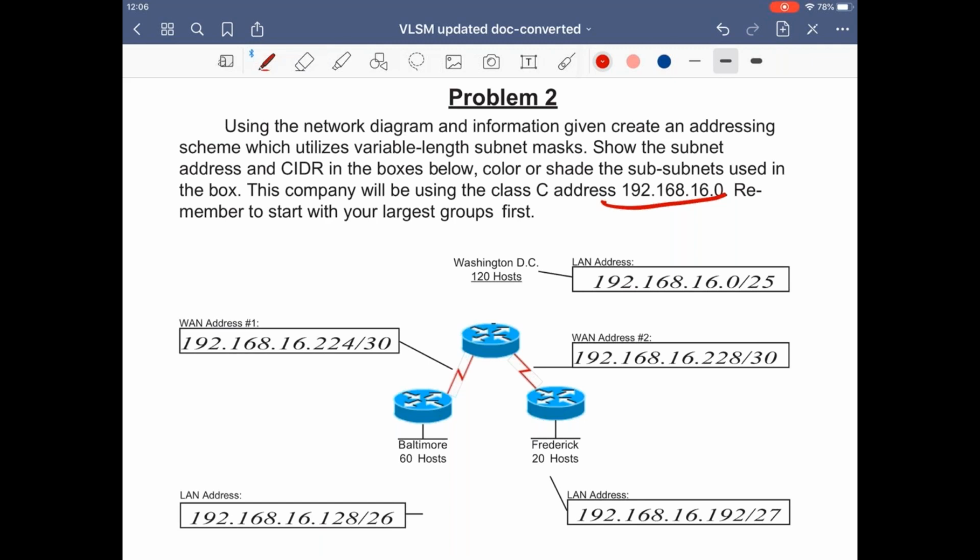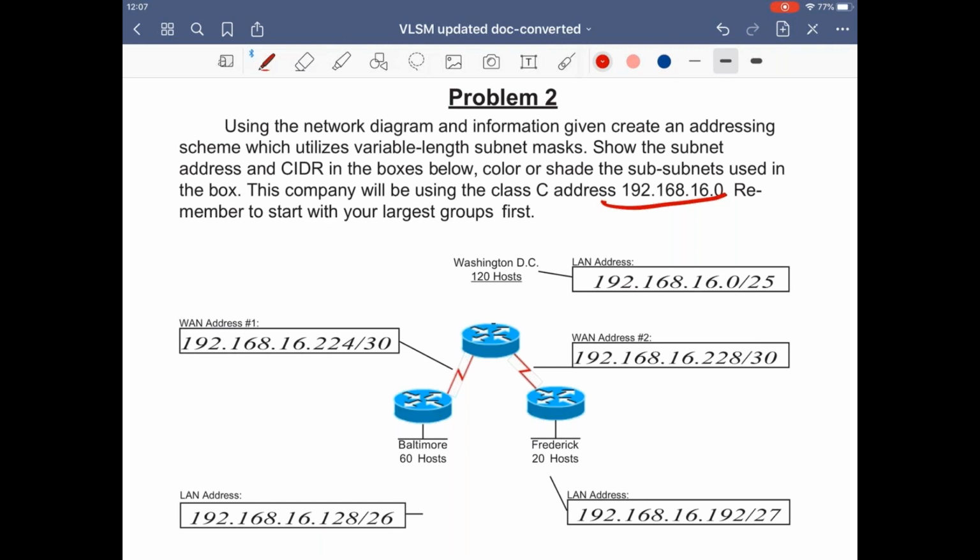Valid IP address range will be 64. So the broadcast ID for network 2 will be dot 191, 16.191. Yeah, that is network 2.